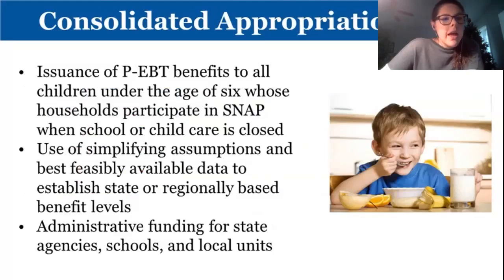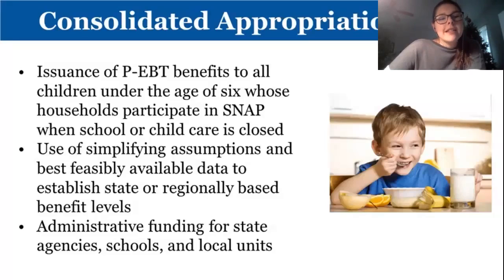Next slide. Okay. Before I turn it over to our speakers, I want to give a quick update about the P-EBT provisions included in the Consolidated Appropriations Act of 2021. The continuing resolution passed earlier this fall extended P-EBT through fiscal year 2021, expanded benefits to young children, allowed states to make simplifying assumptions, and use the best feasibly available data to support providing benefits given the different ways that schools are operating this school year, and provided funding to fully cover states' costs of administering the program.